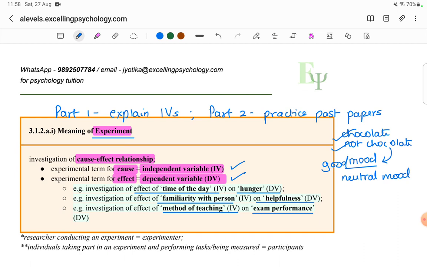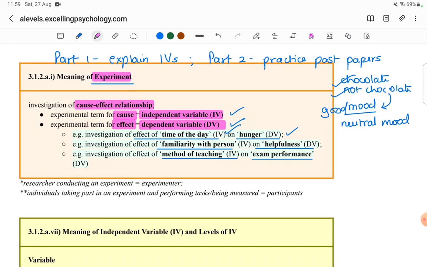All these studies are experiments, and as you can clearly see, not because they are conducted in a laboratory, but because there is some cause or an independent variable that is there in each of these studies, and an effect or the dependent variable that is there in each. Okay, so I hope you're clear with what an experiment is now.